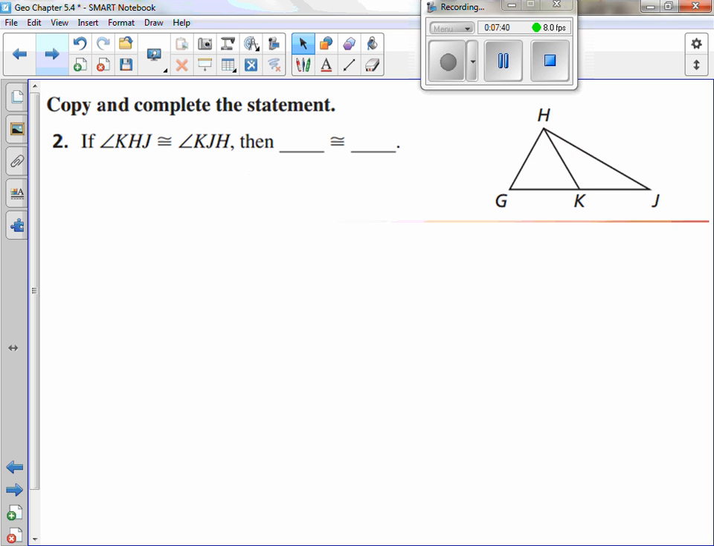If angle KHJ is congruent to KJH, then what? Let's see what angles we're talking about. Starting at K, going to H, and then going to J, we're talking about that angle there. Then we're also talking about going from K, to J, to H. So we're talking about this angle here being congruent to this angle here. So most likely we're talking about 2 sides being congruent. Now what would those sides be?